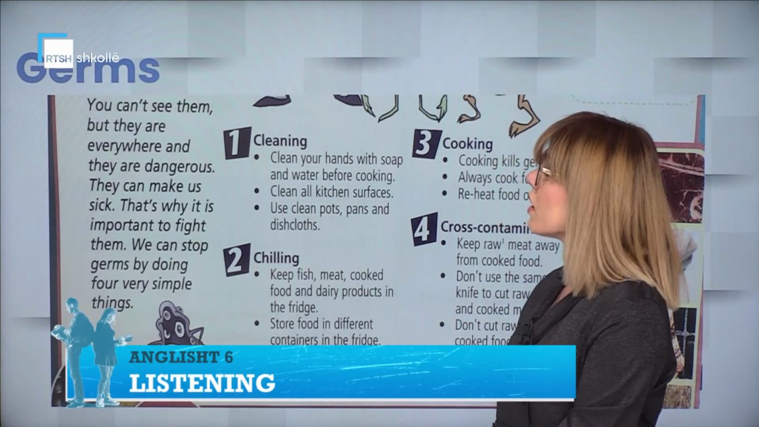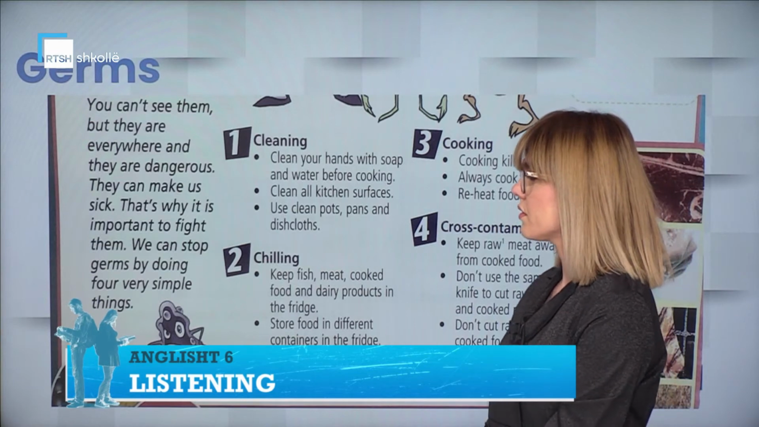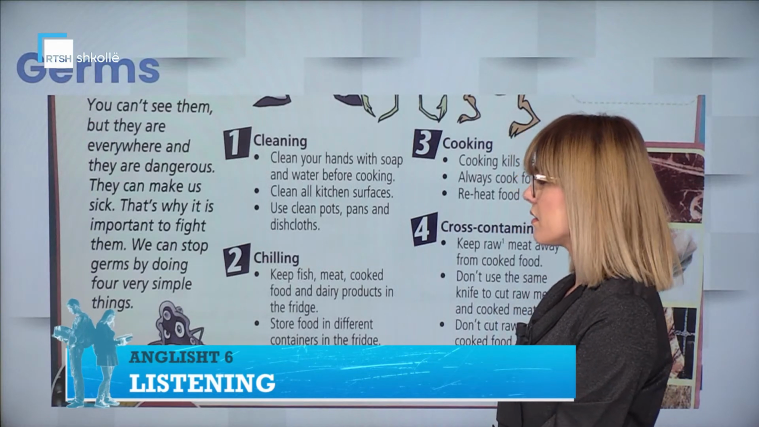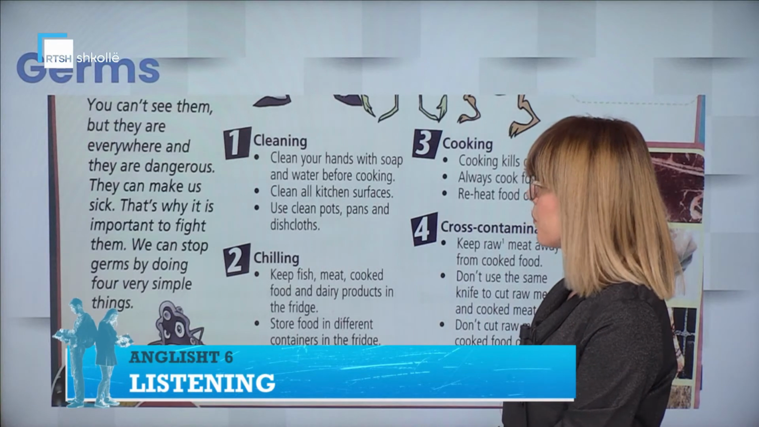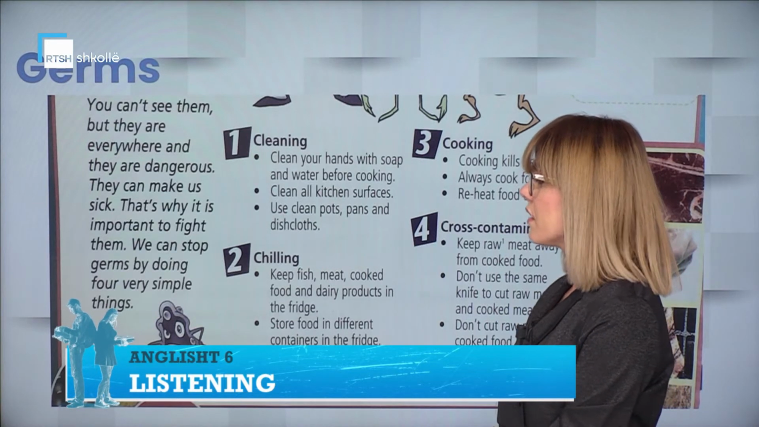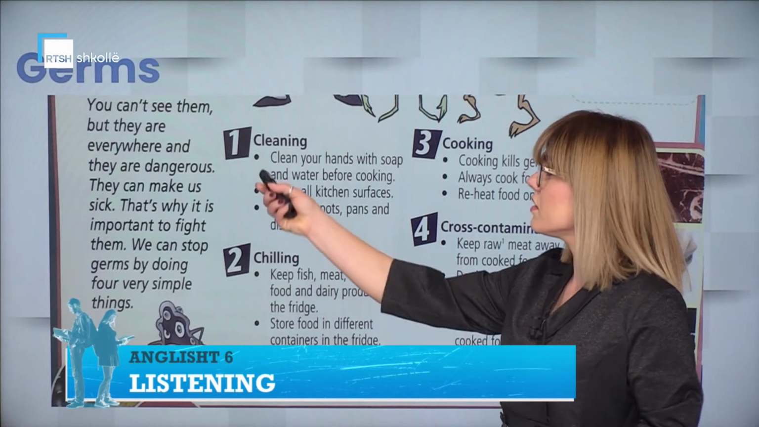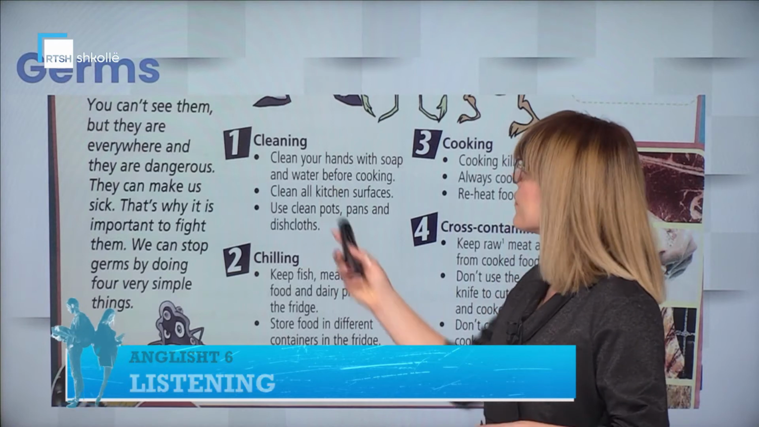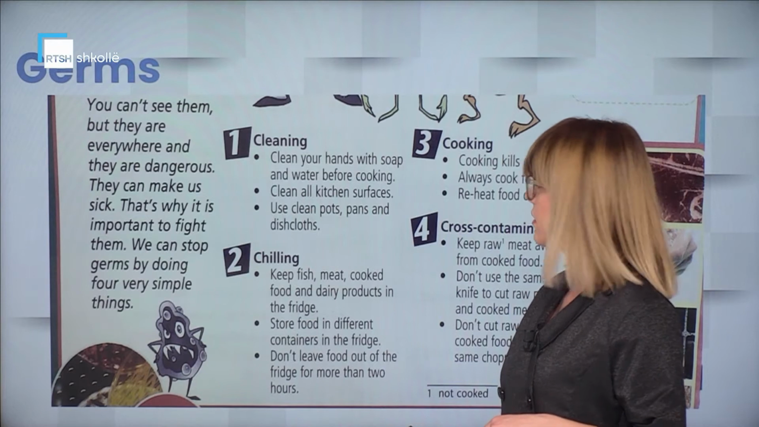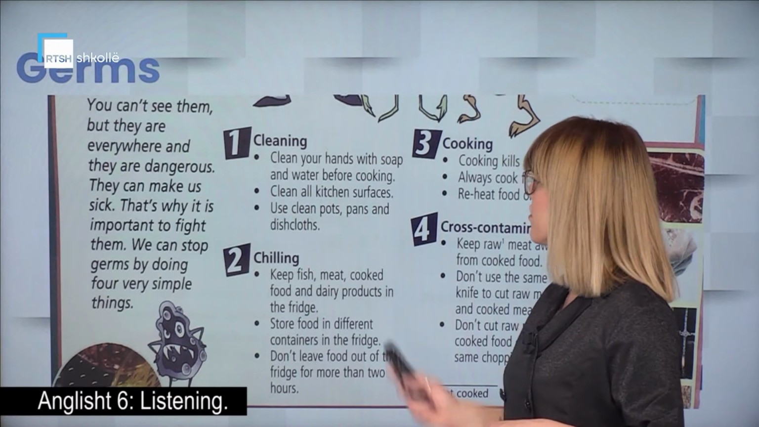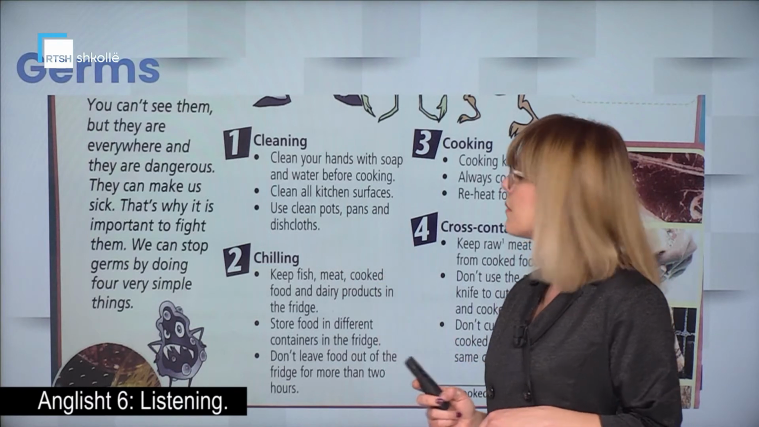Germs. You can't see them, but they are everywhere and they are dangerous. They can make us sick. That's why it is important to fight them. We can stop germs by doing 4 very simple things. What can we do? The first one, cleaning. Clean your hands with soap and water before cooking. Clean all kitchen surfaces. Use clean pots, pans and dishcloths.